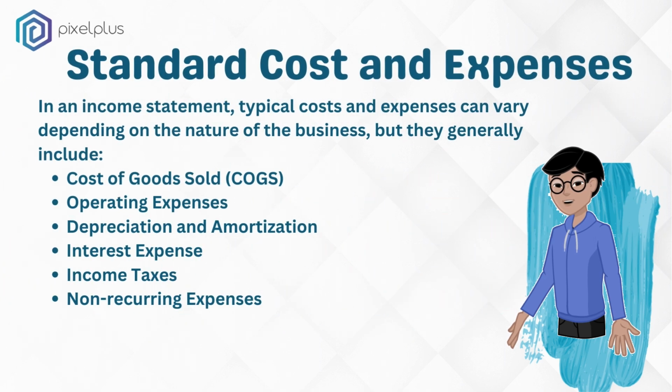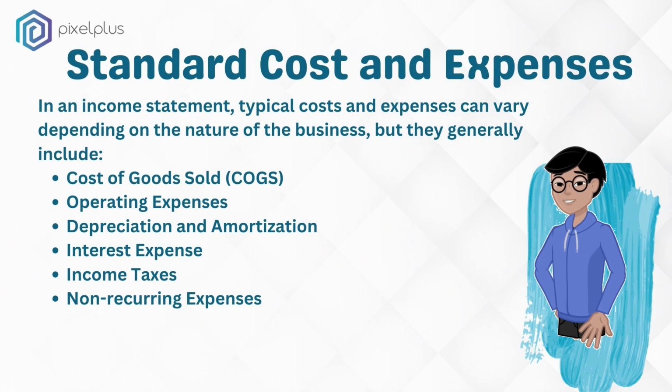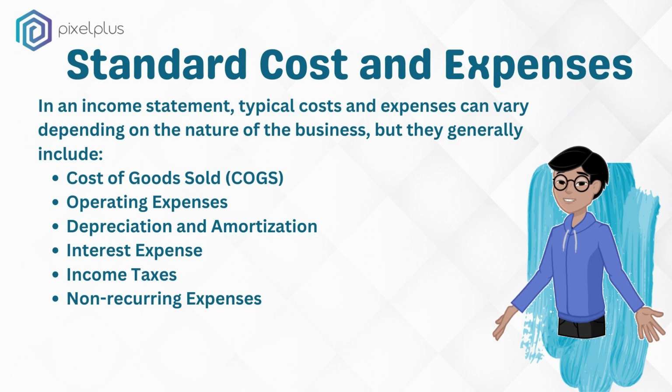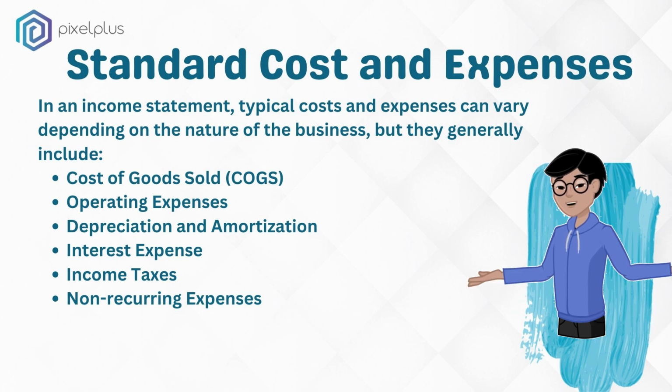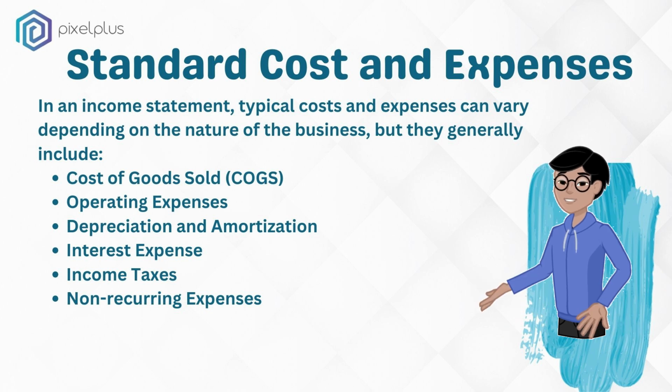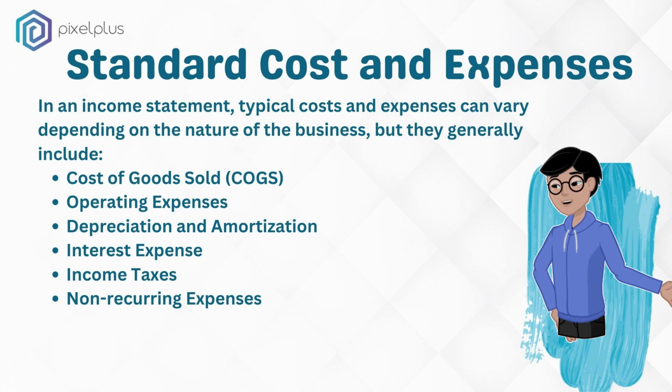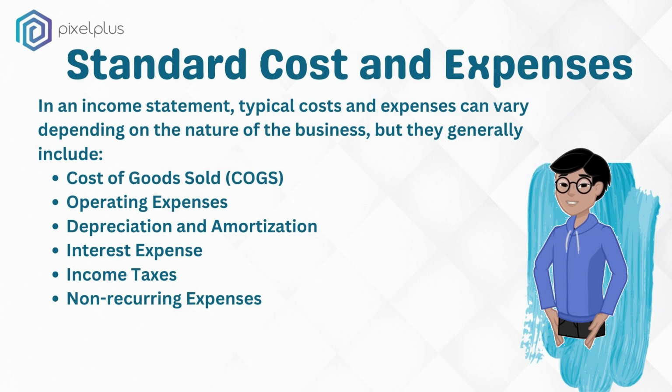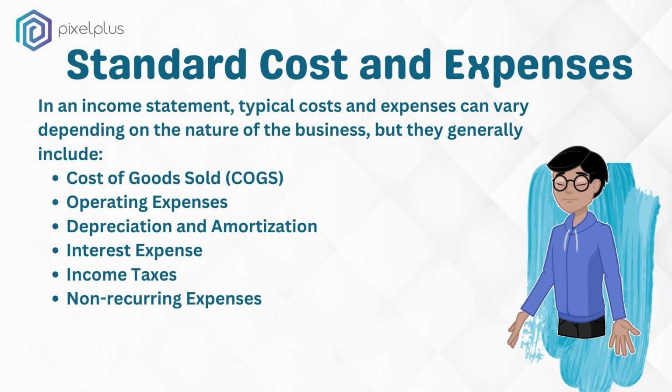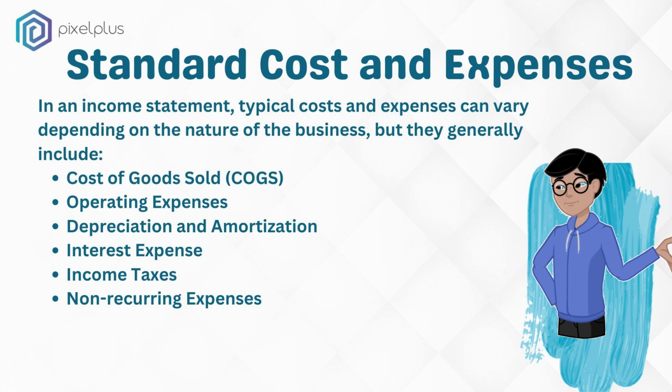The next thing is the standard costs and standard expenses. In an income statement, the specific costs and expenses listed can vary significantly depending on the nature of the business. This variation arises from different industries and types of business that have unique operations, production processes, and cost structures. Typical costs and expenses might differ across the various types of business.